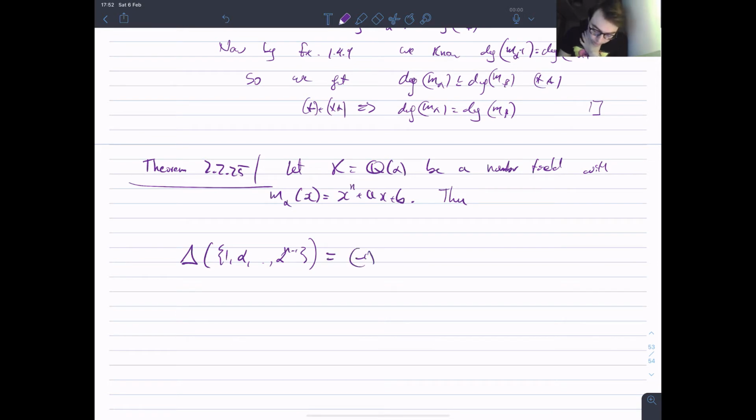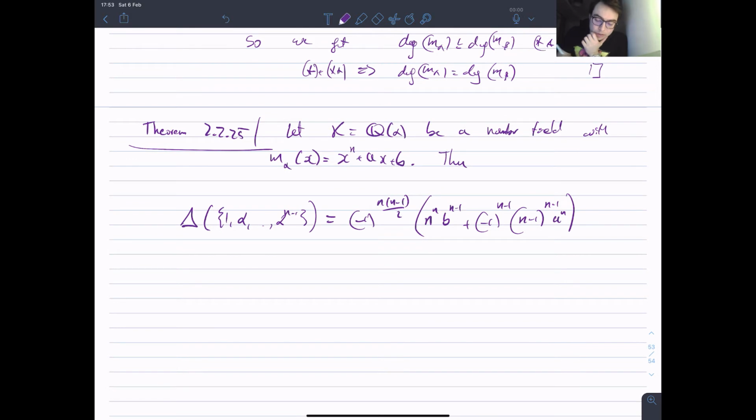This is (-1)^((n-1)/2) times [n^n b^(n-1) plus (-1)^(n-1) (n-1)^(n-1) a^n]. Okay, so it's some horrible expression involving a's and b's. But now, for any field where my generating element has a minimal polynomial like this, we'll now know the discriminant without having to calculate any matrices or anything like this.